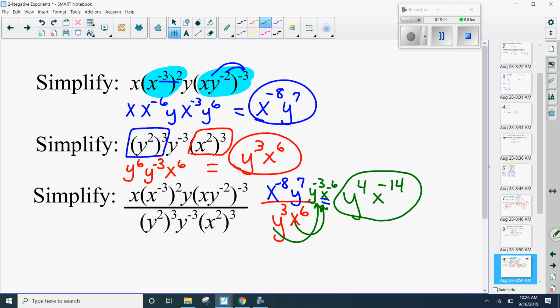Simplify the numerator, simplify the denominator, move it up, change the sign of the exponents, and add. I think that's how most of you have worked through these.